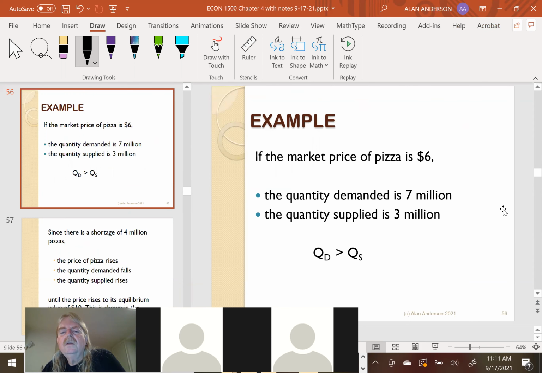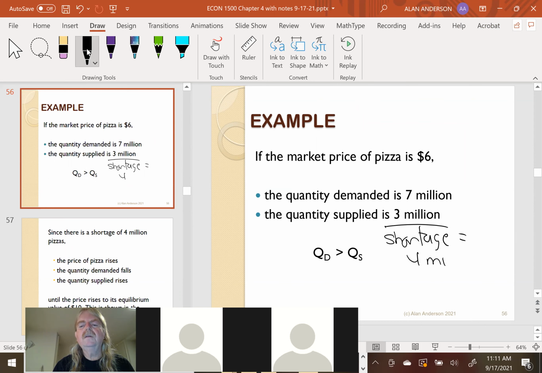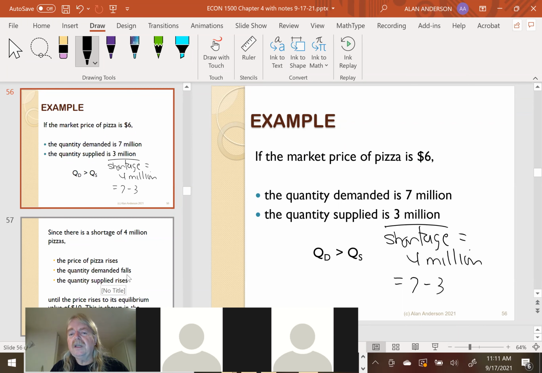Now, if the price is too low, like 6, like I already mentioned, then there's a surplus. By the way, you can calculate the size of the surplus by looking at the difference between these two. I'm sorry, shortage, not a surplus, shortage. 4 million. Okay, how do you know? Because that's 7 minus 3. That's how many extra units of pizza people would like to buy, but it's simply not available. And so the price will continuously rise until it reaches $10 when we're back in equilibrium.